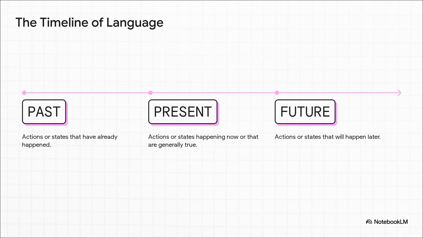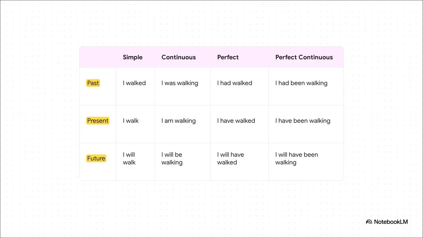That's it. Every tense you'll ever use is really just a way of pinning an action to a specific moment on this timeline. And here it is. This is your complete map. See how it's laid out? You've got your 3 time periods, past, present, future, running down the side, and then across the top, you have 4 different flavors or aspects for each one: simple, continuous, perfect, and perfect continuous. This little grid right here, it's the key to the whole thing.